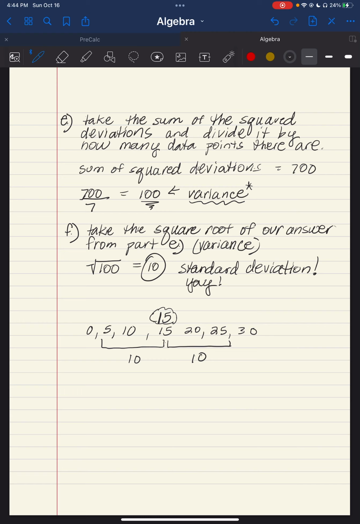And we love the standard deviation. We love the standard deviation because it keeps track of every data point. It uses every data point, not like the range, which only uses biggest and smallest. We love the standard deviation because it takes every data point into consideration.